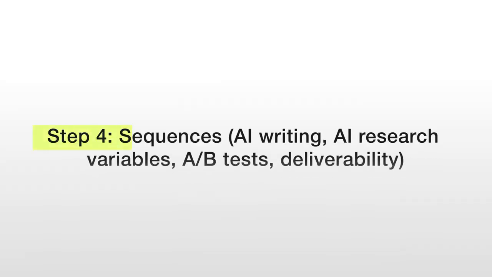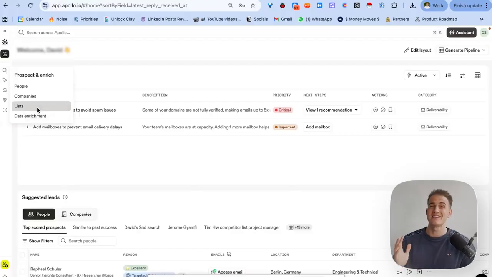Anyways, before I get carried away, let's jump back into Apollo. So far, we covered email durability, people and company list building, and by now we should have all the people or companies that we researched, that we found, stored in a list if we navigate to the search icon and click on lists over here.